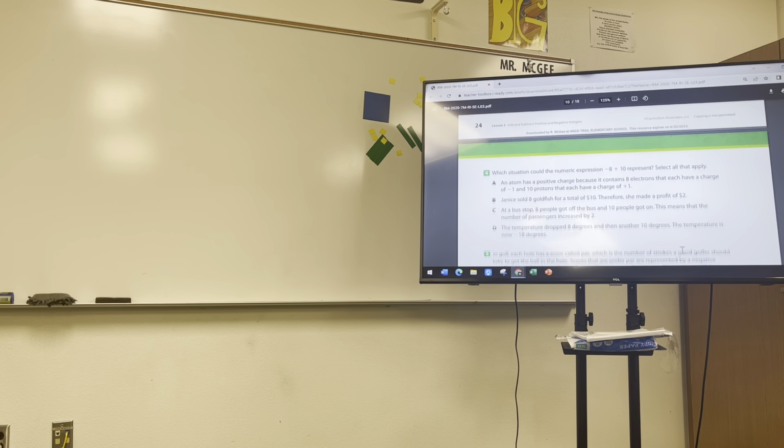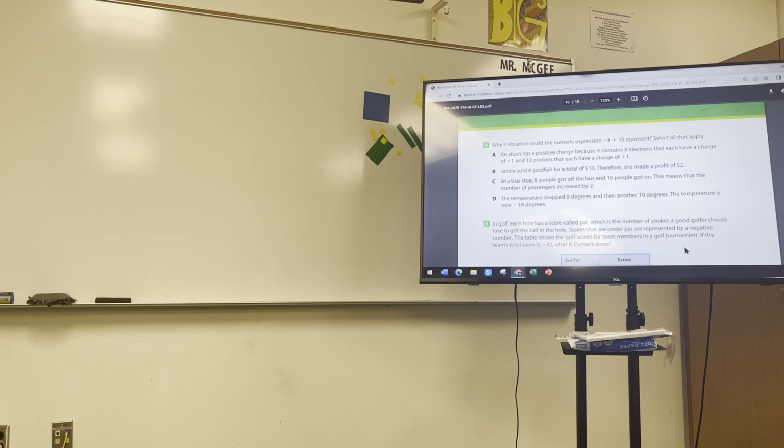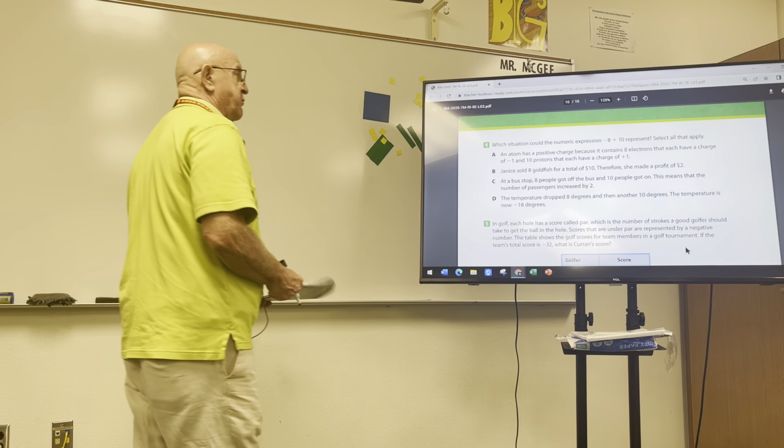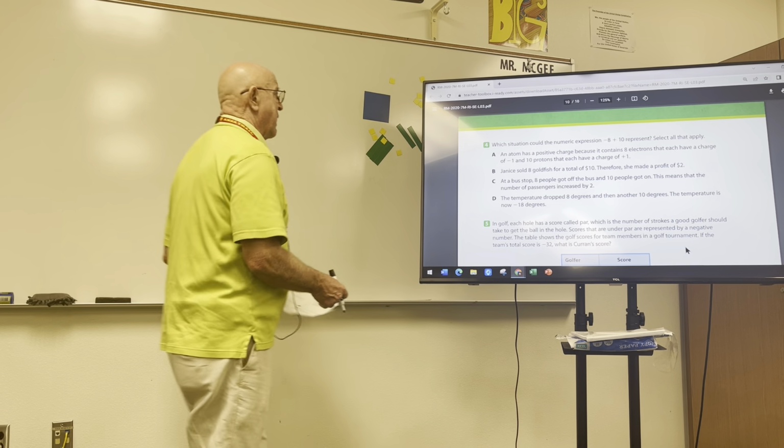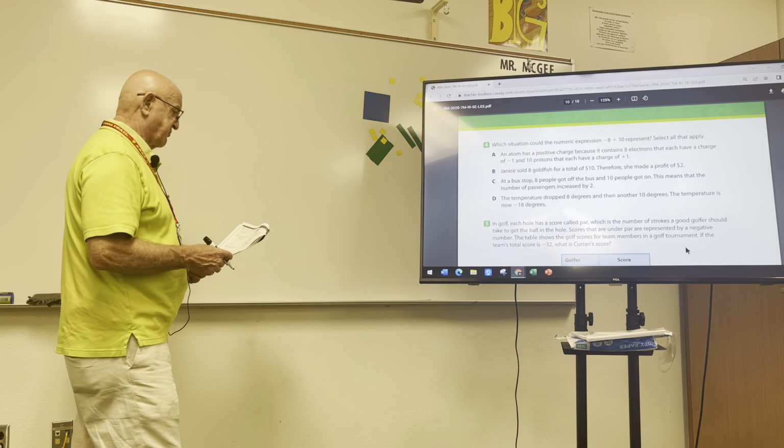This is independent practice. It says, which situation could the numeric expression negative 8 plus 10 represent? Select all that apply. So I need something to say negative 8 plus 10.